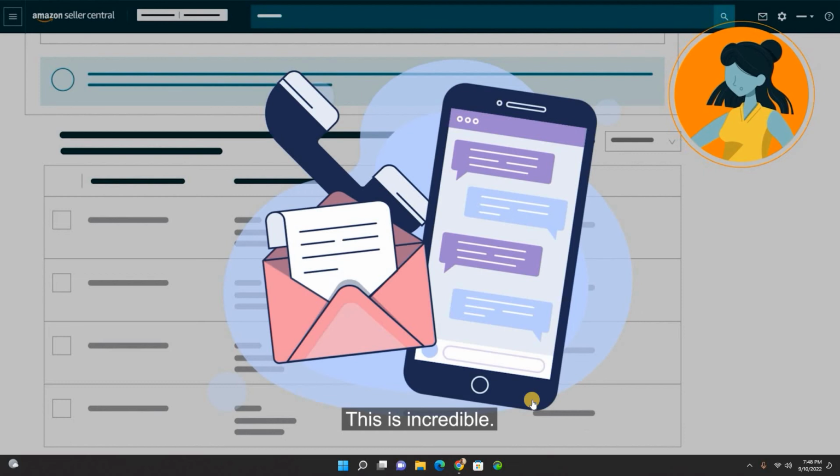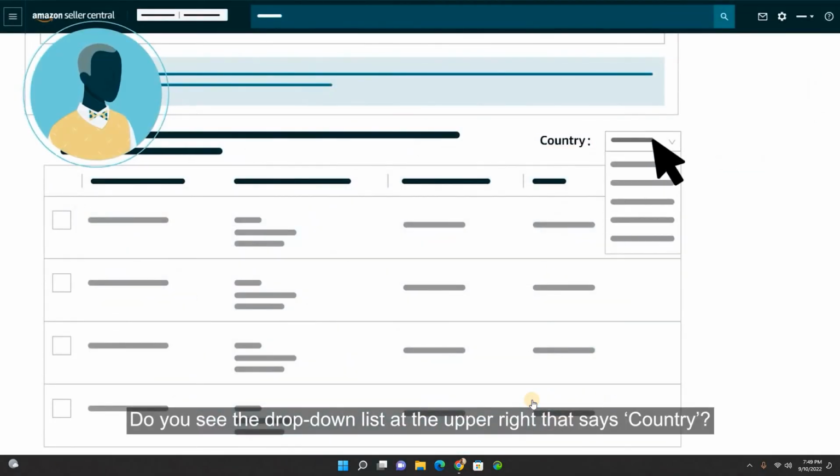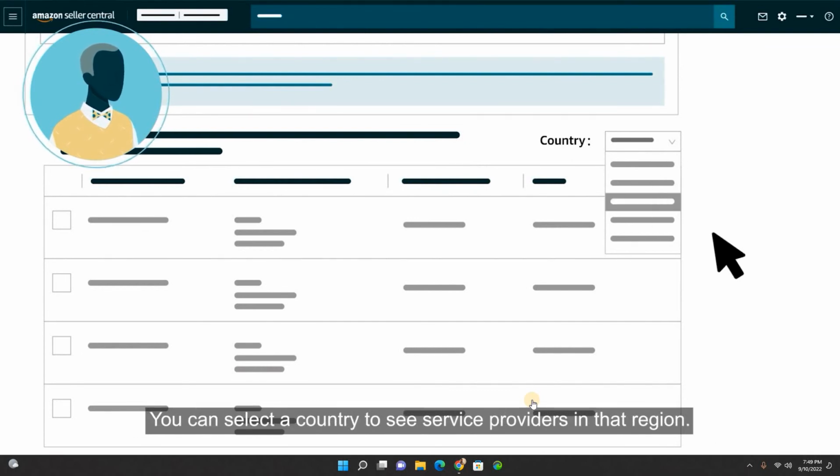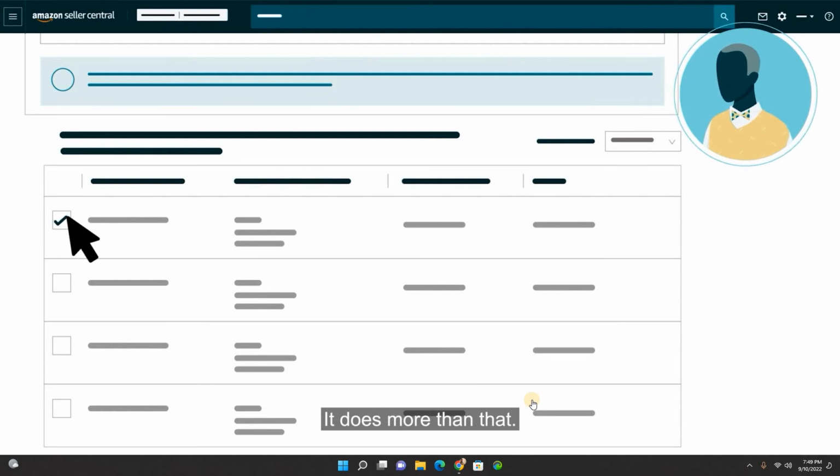This is incredible. They're all in the same country, though. Do you see the drop-down list at the upper right that says Country? You can select the country to see service providers in that region. So this tells me who can provide the services I need and where I can find them? It does more than that.